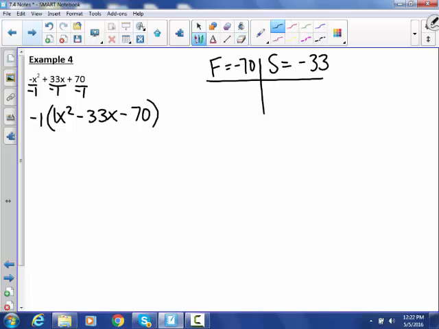How are we going to get a negative when we multiply? Two negatives make a positive. A negative and a positive. So think about that. Will 1 times negative 70 work? No. What about 35 times 2? It has to be a negative 35. Okay, why does it have to be negative 35? Because it has to come out as a negative 33. Yeah, 2 times negative 35. 2 plus negative 35 is negative 33.